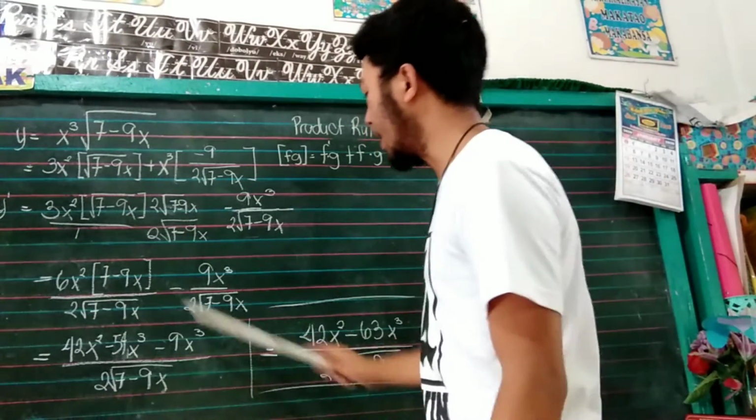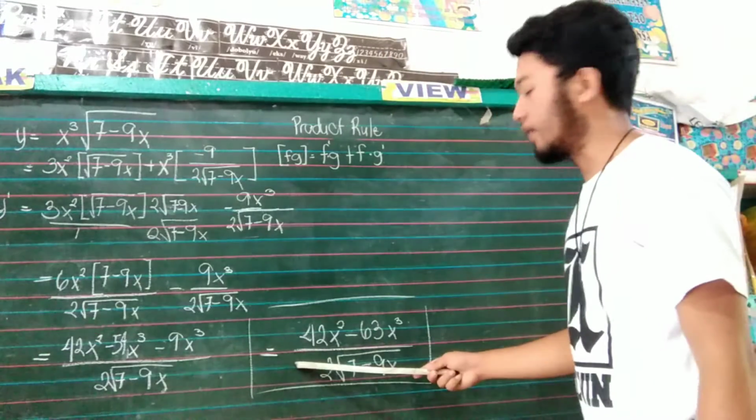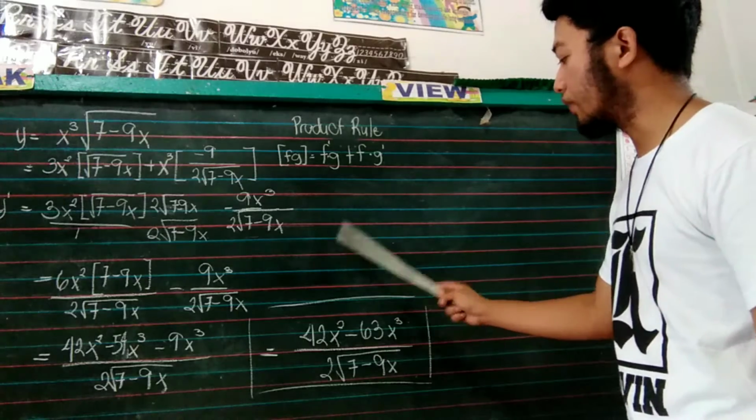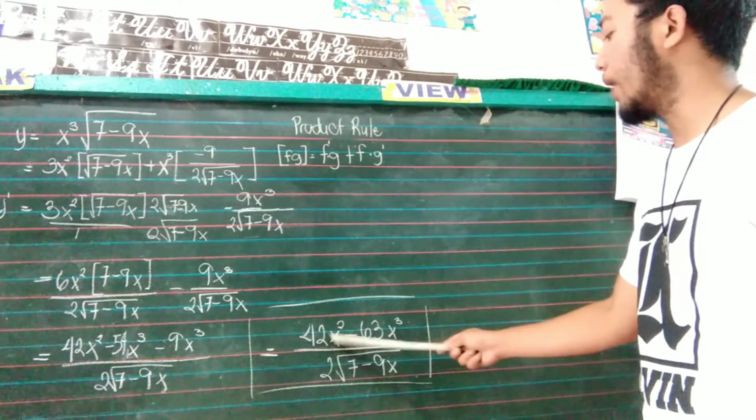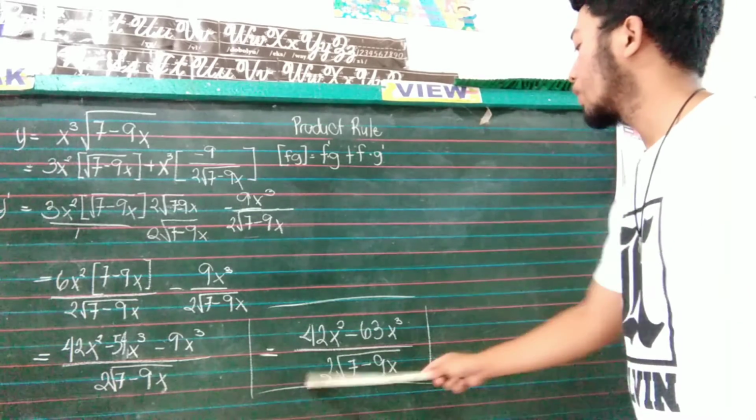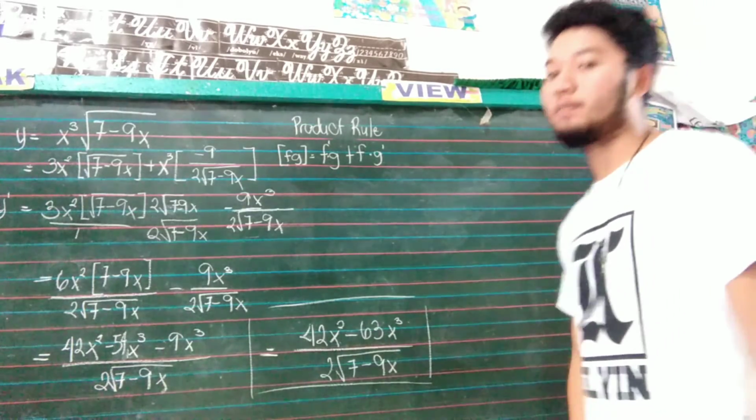So to simplify, we're going to arrive in this answer. So the final answer for this problem is 42x squared minus 63x cubed over 2 times the square root of 7 minus 9x.